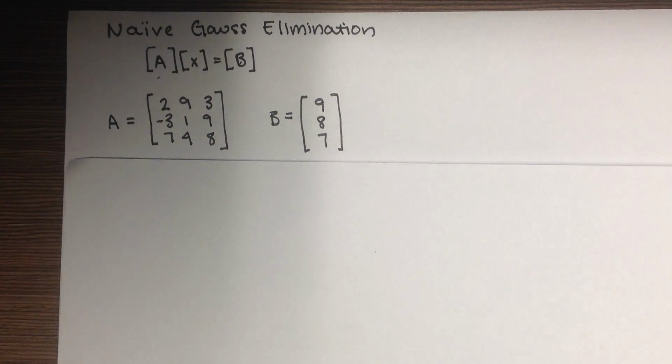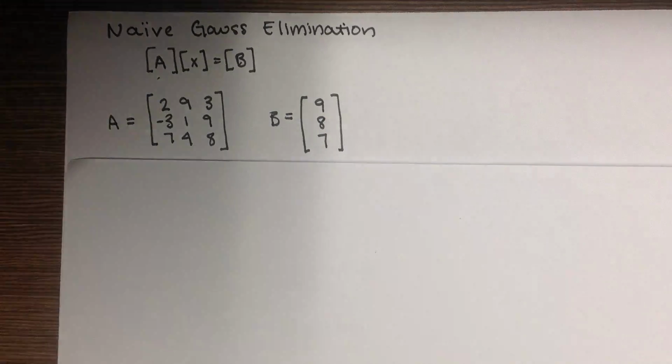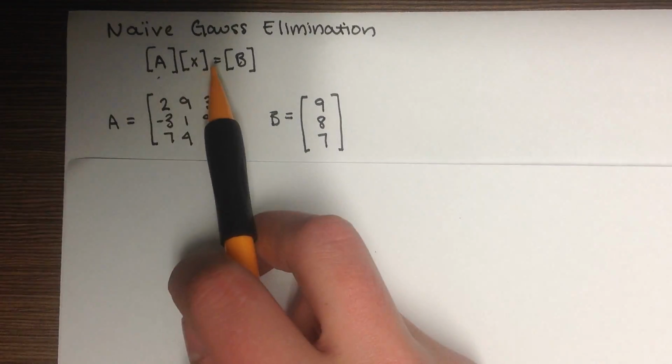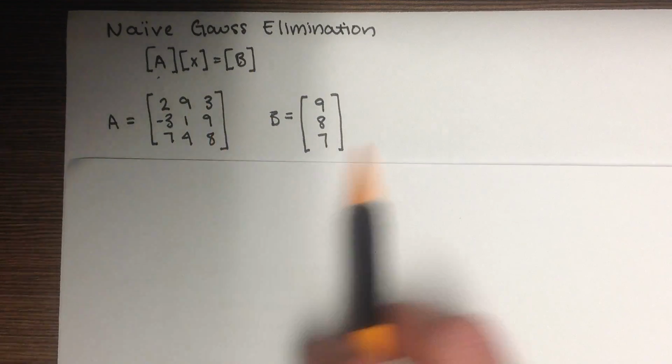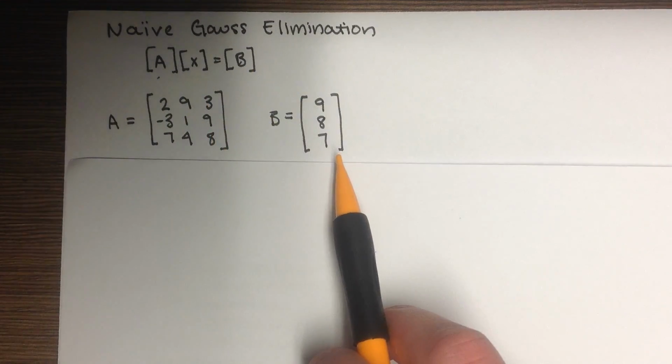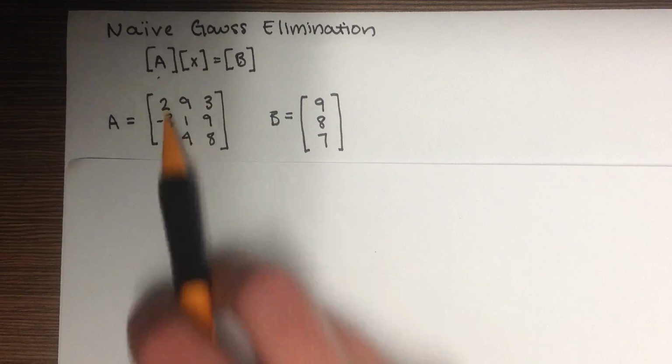In this video, we're performing naive Gauss elimination with no pivoting. So we know that matrix A times matrix X equals matrix B. We're given matrix A and we're given matrix B, so we just want to use these to solve for X.